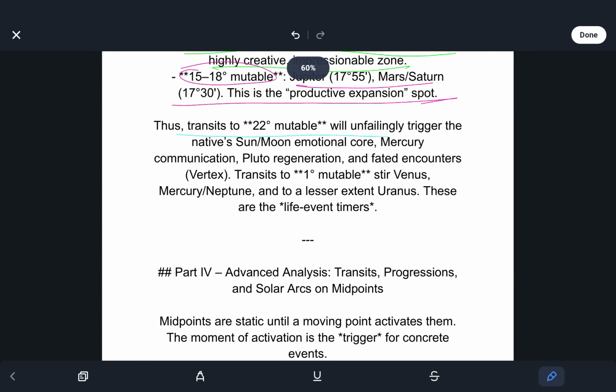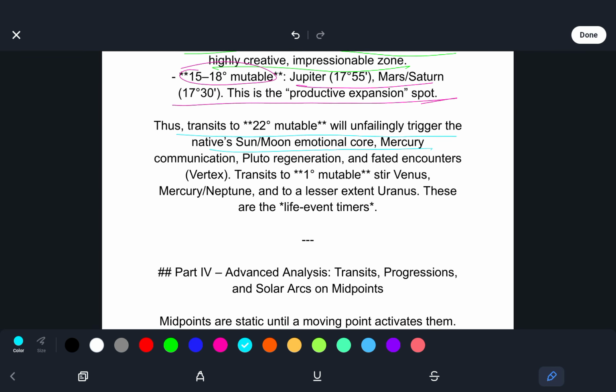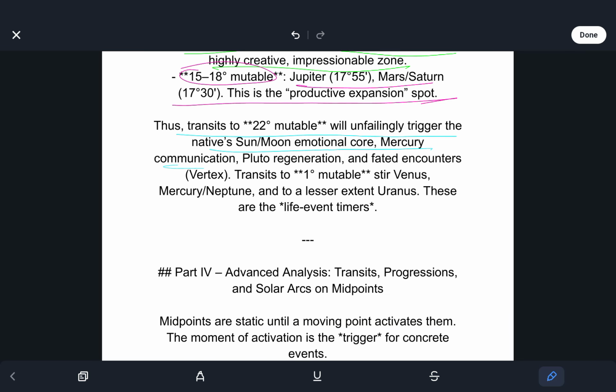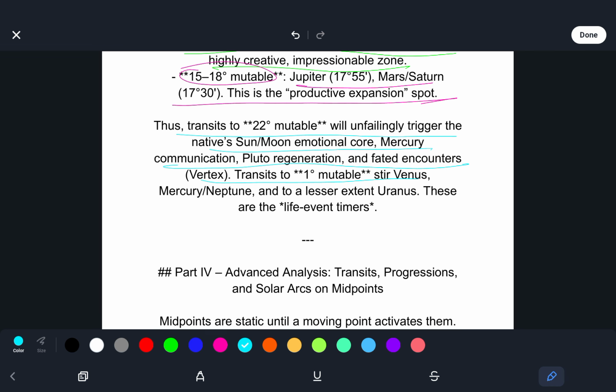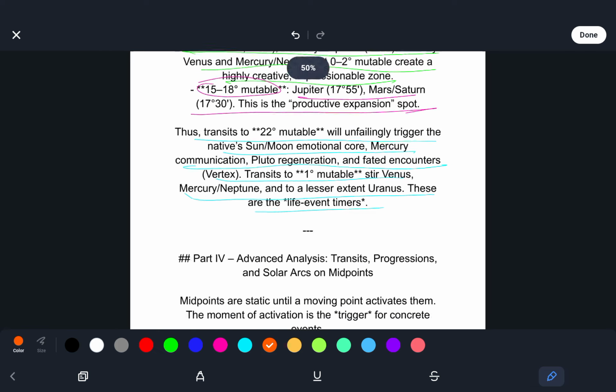Thus, transits to 22 degrees mutable will unfailingly trigger the natal Sun-Moon emotional core, Mercury communication, Pluto regeneration, and fated encounters to vertex. Transits to 1 degree mutable stir Venus, Mercury, Neptune, and to a lesser extent Uranus. These are the life event timers.